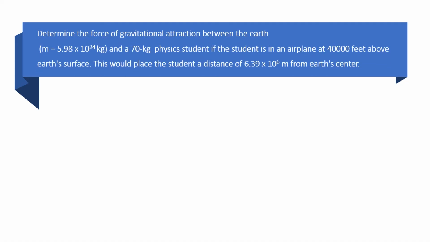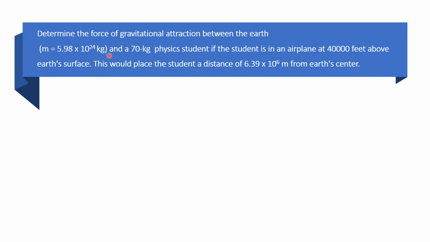Okay, for problem number 1, you are going to solve this together with me. So, sabay tayong magsosolve. Okay, let's start. Determine the force of gravitational attraction between the Earth and the mass of the Earth is given, that is equivalent to 5.98 times 10 raised to 24 kg. As you can see in the problem, it was given in scientific notation. Kasi nga, masyadong malaki na yung value ng mass ng Earth. Kaya naka-scientific notation na siya.